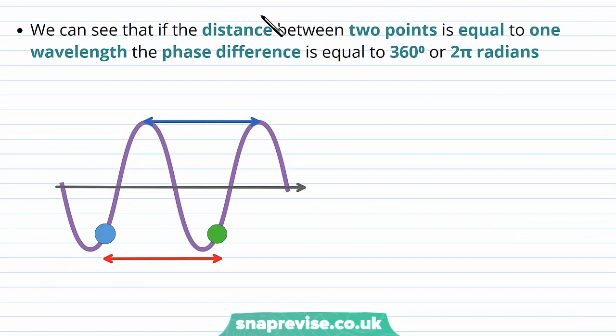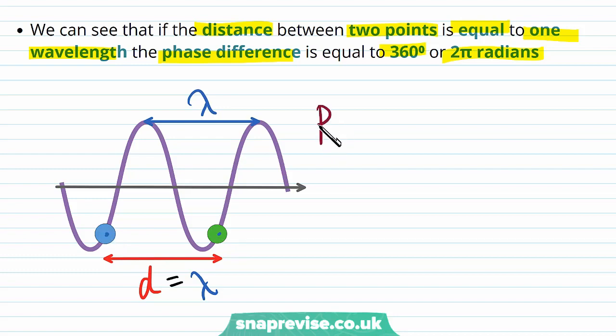We can see that if the distance between 2 points is equal to 1 wavelength, the phase difference is equal to 360 degrees, or 2 pi radians. So this blue arrow here shows us the wavelength of our wave, and here we're going to consider the distance between the blue point and the green point. We can see here that the distance between the 2 points is also a wavelength, so d is equal to lambda in this case. That's because both points are in the same point in their wave cycle and they're in adjacent wave cycles. That's why they've got a distance of lambda.